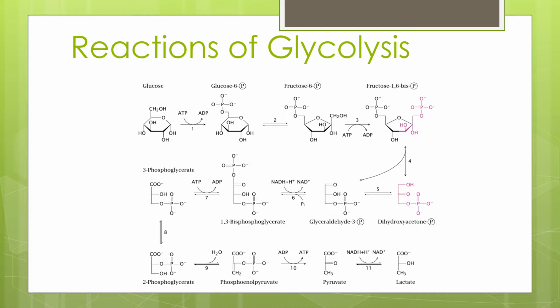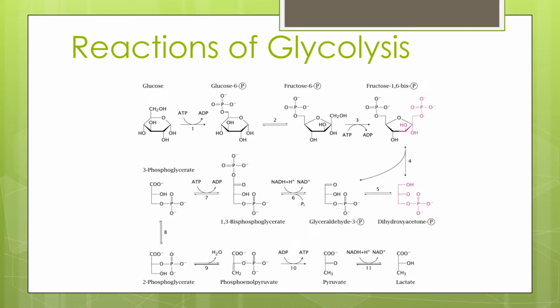First, the phosphorylation of glucose at position 6 by hexokinase. Second, the conversion of glucose 6-phosphate to fructose 6-phosphate by phosphohexose isomerase. Third, the phosphorylation of fructose 6-phosphate to fructose 1,6-bisphosphate by phosphofructokinase. Fourth, the cleavage of fructose 1,6-bisphosphate by aldolase.